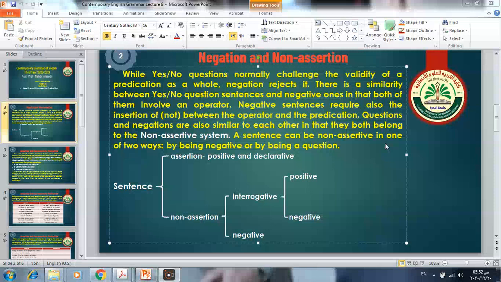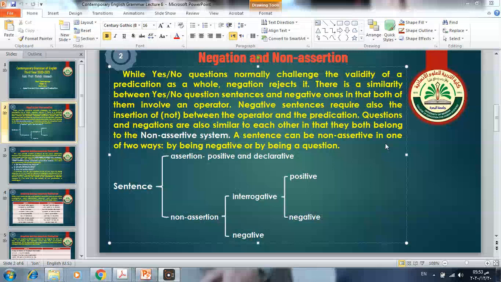There is a similarity between yes/no questions and negative sentences, in that both of them involve an operator. Negative sentences require the insertion of not between the operator and the predication, whereas yes/no questions use the operator at the very beginning of the sentence. Questions and negations are also similar in that they both belong to the non-assertive system. A sentence can be non-assertive in one of two ways: either it is a negative or it is a question.